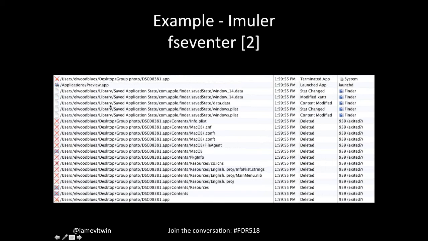So, cleanup. We see that all these little red X's basically say, hey, this file was deleted or terminated. This group photo, this dsc0831.app, gets removed from that directory. Basically, it's getting replaced with that JPEG picture. We also see it cleaning up everything under that .app. That .app, again, was a bundle, so there are all these files that get removed and deleted from the system.